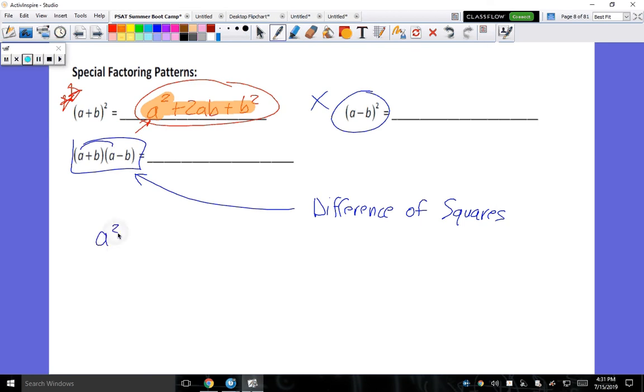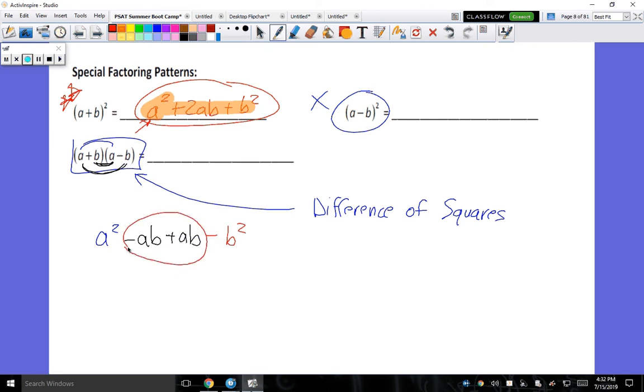a squared, and then what? Let's do the outside and the inside. Not 2ab on this one. These are different. Because they're not both positive. One's positive, one's negative. They cancel. You got the outside, you got the inside, and then you got the last, which is what? B squared, but what is it? Minus b squared.